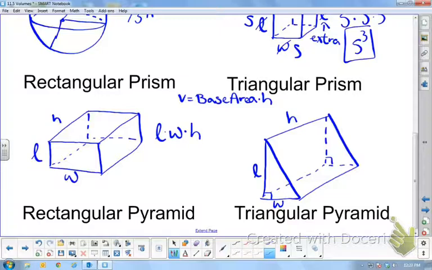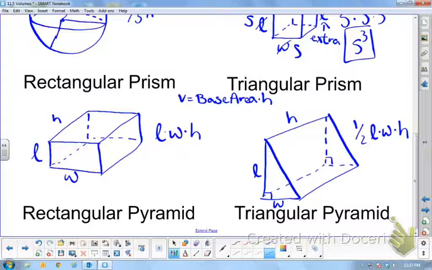So there is our triangular prism. Again, we want the base area, so we have to think about what is the area of a triangle. Well, we know a rectangle is length times width, and if we cut a rectangle in half on the diagonal, we'd make a triangle. So we have 1/2 length times width. That's the base area of a triangle, but then we still have to multiply by height to get that third dimension. So there's our volume for a triangular prism.